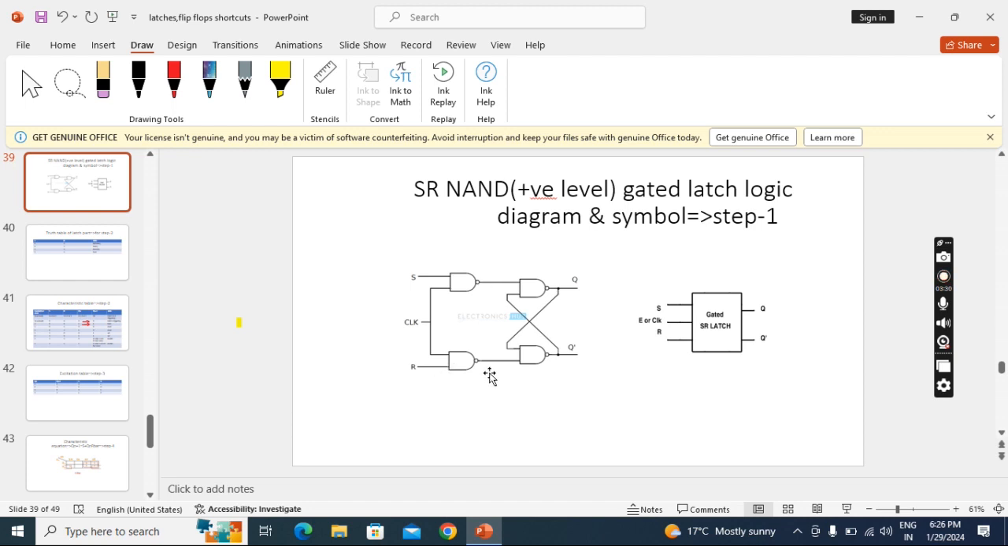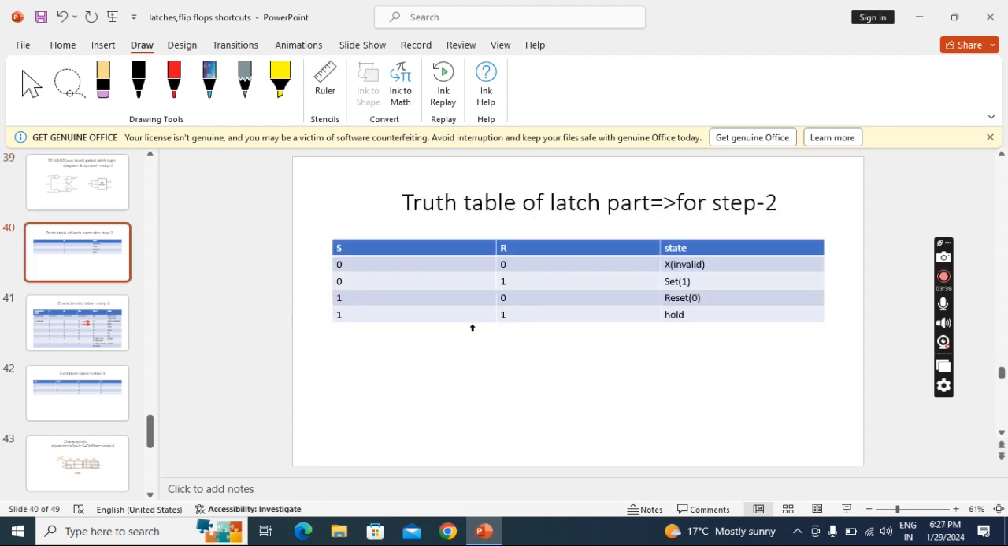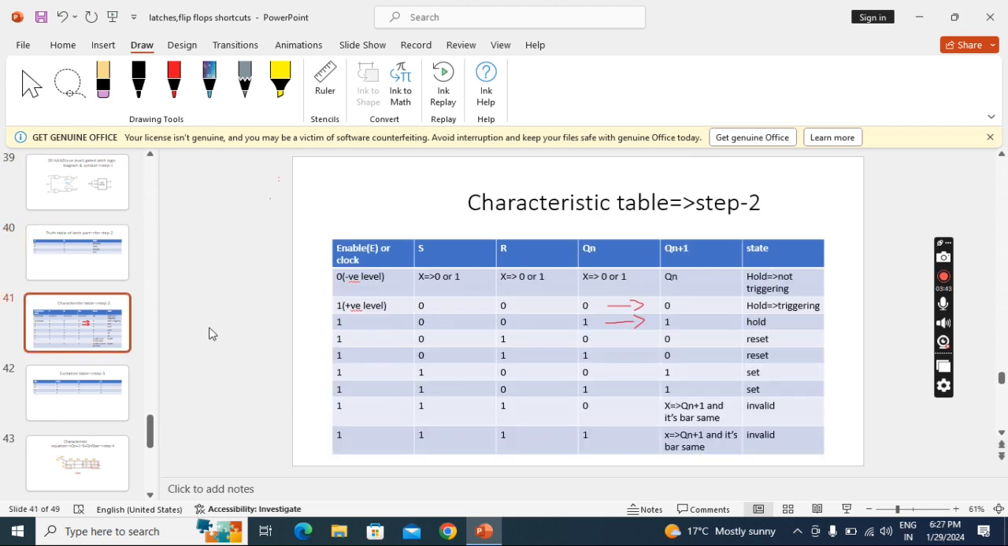If any one input is 0, the output becomes 1. It means 1, 1 are going to the non-gated latch. When 1, 1 go to the non-gated latch, see what will happen? Hold will happen. So the circuit will become hold. It means n plus 1 becomes n only.